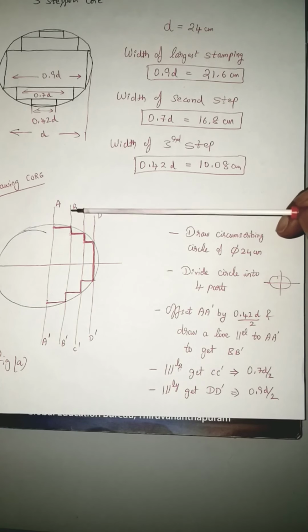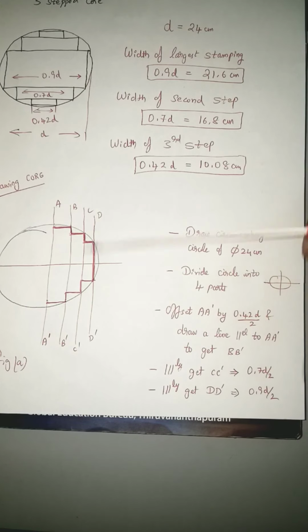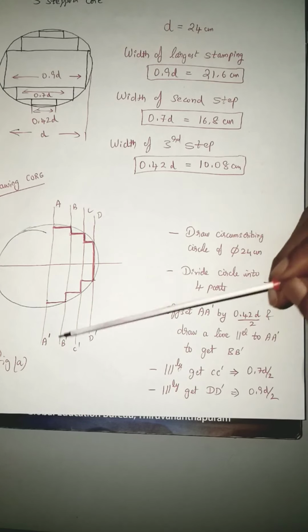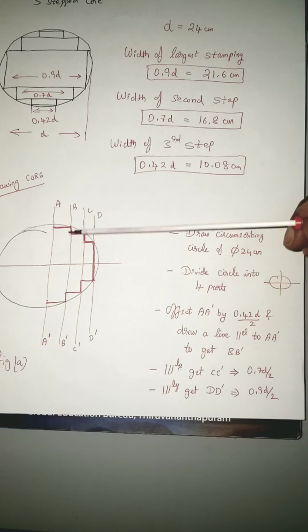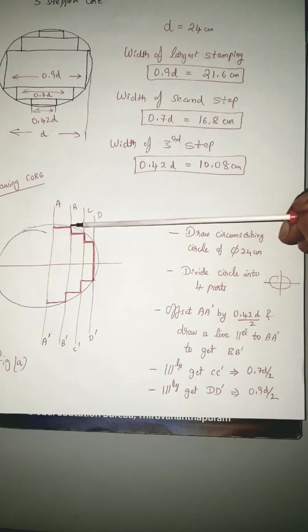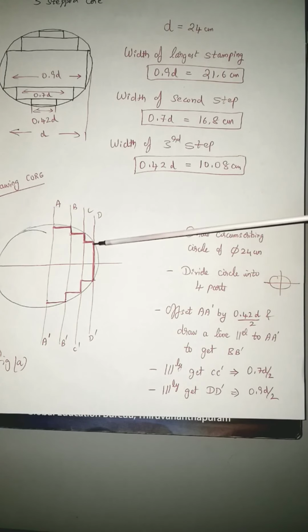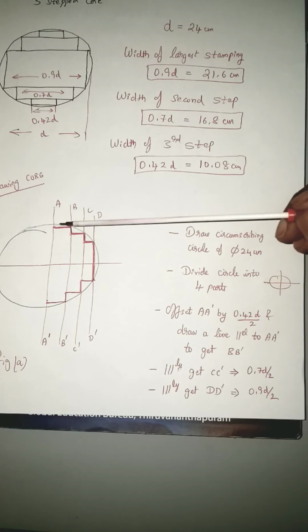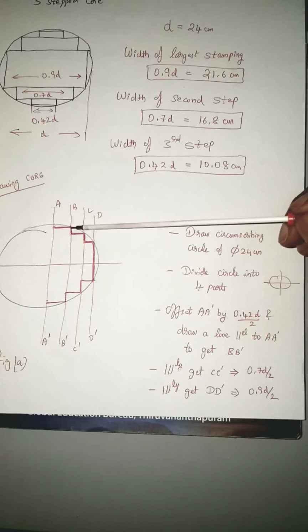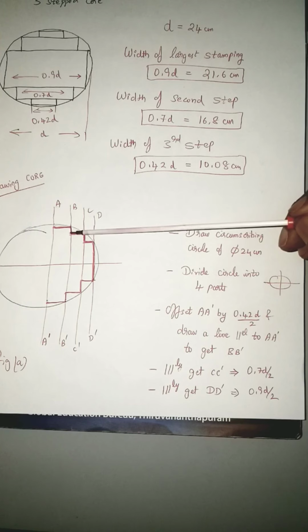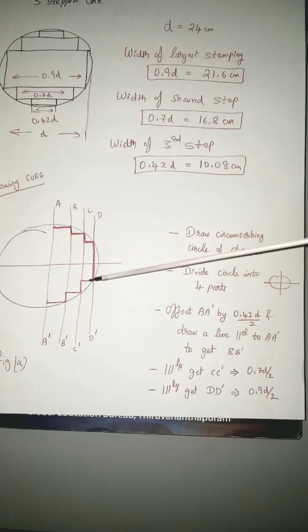I repeat once again. You already know how to get BB dash, CC dash and DD dash. Wherever your BB dash line is intersecting the circle, take that point. Wherever CC dash is intersecting the circle, take those points. Wherever DD dash is intersecting the circle, take those points. Now from B, wherever BB dash is intersecting the circle, from there you'll have to join C orthogonally. You cannot join directly, you'll have to draw lines at 90 degrees and join them. Similarly, from this point to this point it has to be joined. Same thing you'll have to repeat at the bottom also.